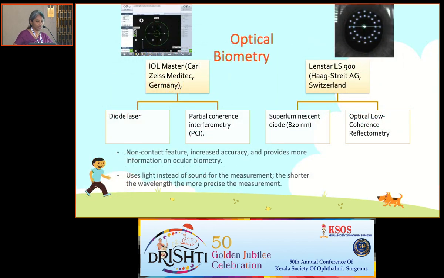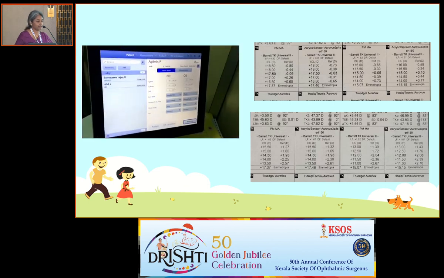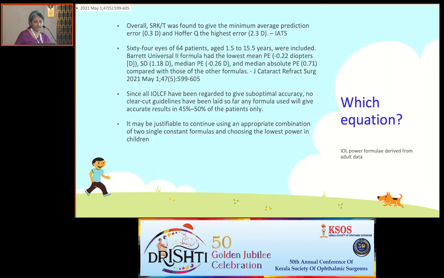So those are in children usually less than 2 or 3 years old. In older children, we can get good optical biometry values if they are able to sit on the IOL Master 700. That is our preference of choice. But here again, after calculating the IOL power, what equation to use? Right now in our center, we are using the Barrett's 2 formula. Before that, we were using the SRK/T formula. And in very small eyes, Hoffer Q also gives good results.